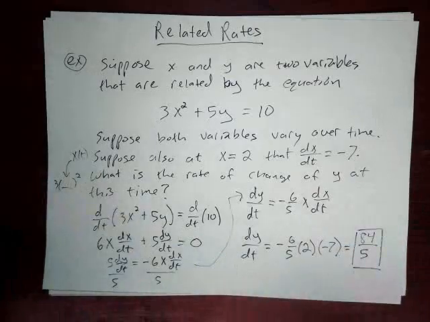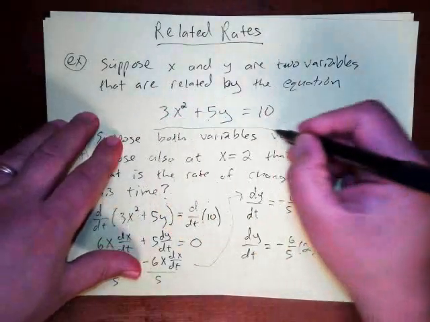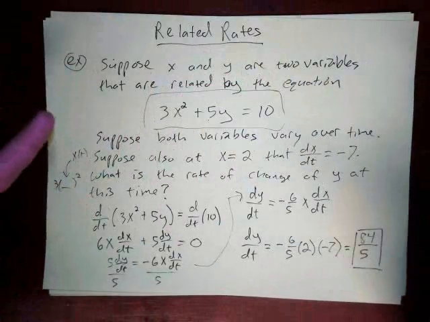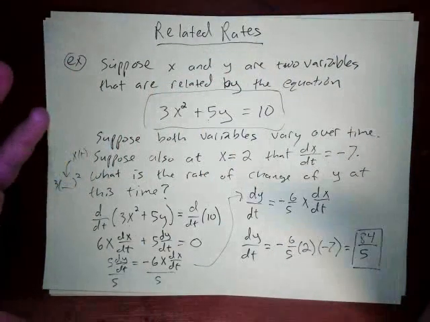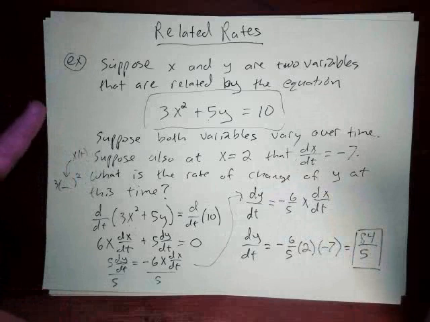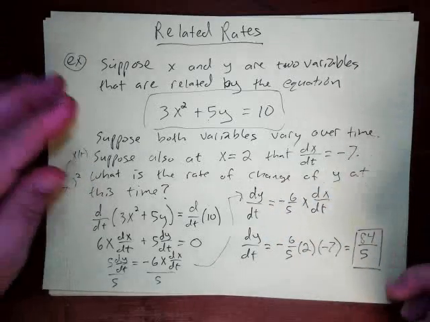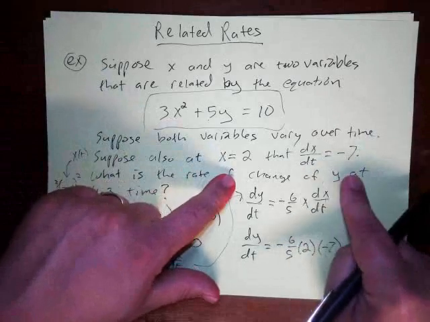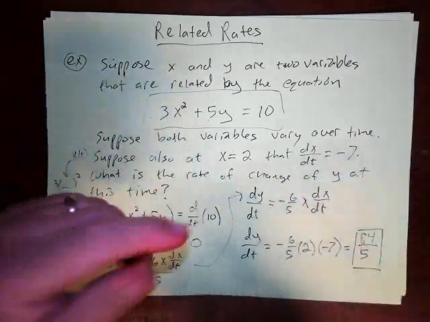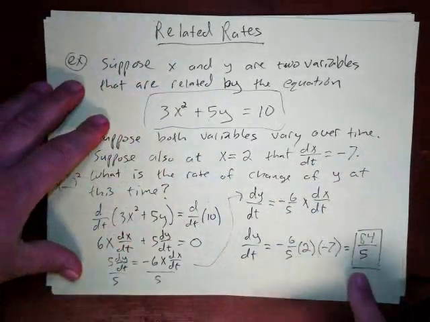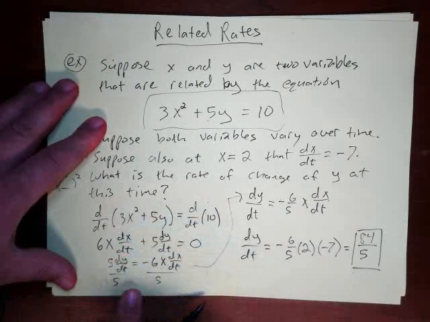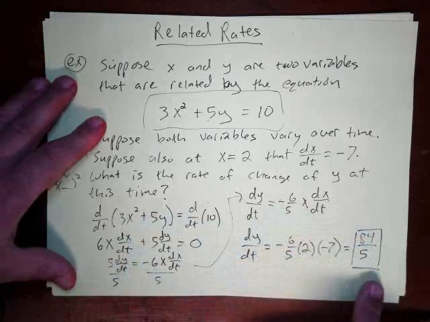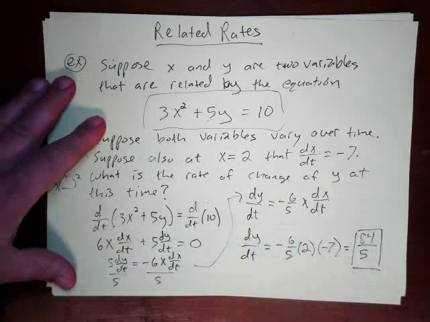Okay, so here's the idea. We have some sort of equation that relates these two variables together, and both variables are implicit functions of time. They both vary over time, and so I'm given some information about the rate of change of one of the variables, and then I want to find the rate of change of the other variable. So you use implicit differentiation, and then you can plug in the information you're given and find the rate of change of the other variable.